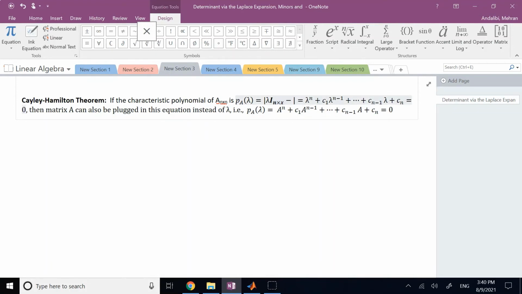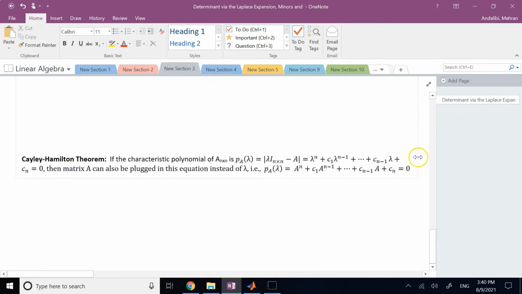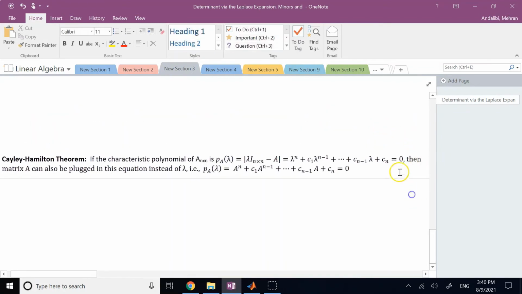And so all it is, is the determinant of lambda times the identity matrix n by n, which is the same size as A, minus A, and set it equal to what? Set it equal to 0. Okay, so this thing here is the characteristic polynomial, right? This one. So that's the characteristic polynomial.